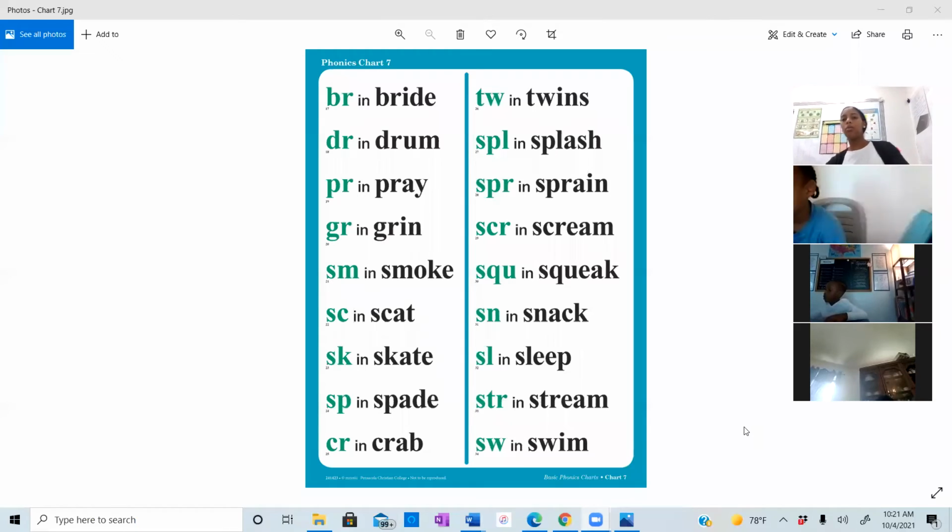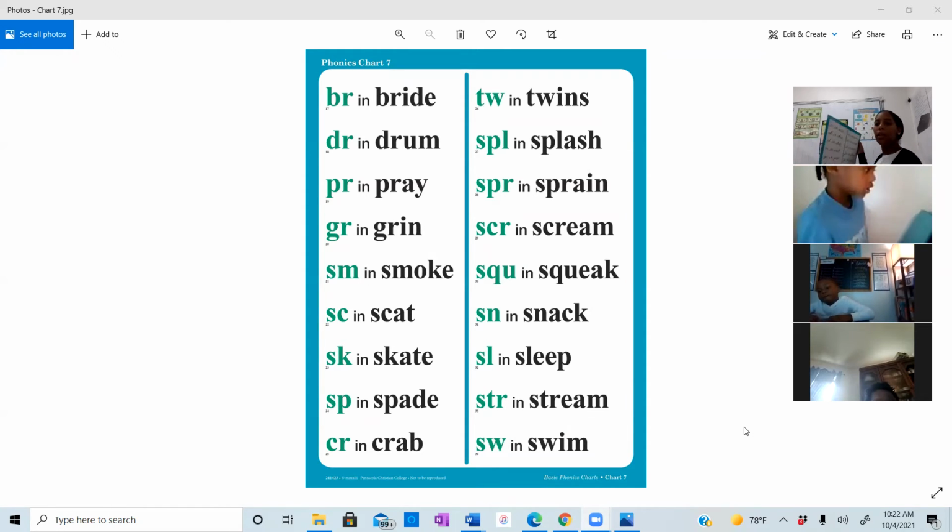Start with chart 7. Okay, are we ready? Chart 7, so let's begin.